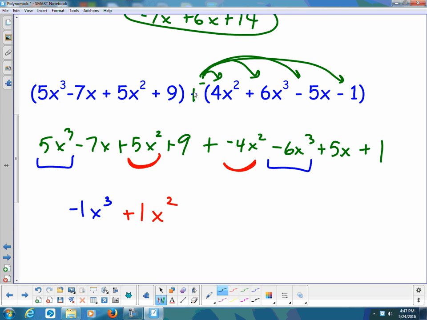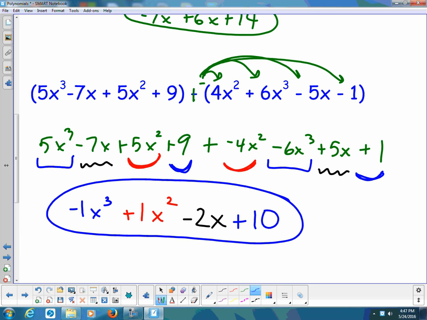All right, then the next would be the x terms. I've got negative 7x here and a 5x here, and I am adding, so that's going to be a minus 2x. And then lastly, I have the constants. I've got a plus 9 and a plus 1, and so I get plus 10. And that should be my answer for this problem.